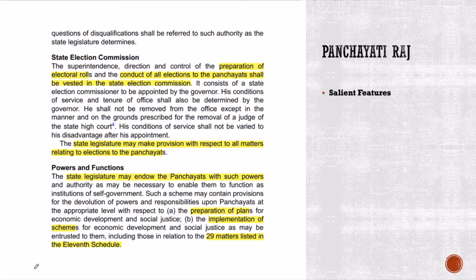The state legislature may make provision with respect to all matters relating to elections to the panchayats. So the state legislature may make provisions, but the main body in charge of ensuring that the election being conducted is free and fair. Can you tell me what you mean by free and fair elections? And why do we need a state election commission for doing that?